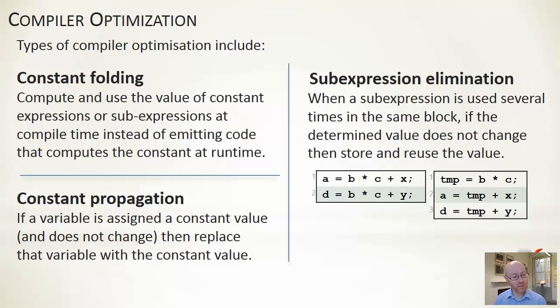Constant propagation then: if a variable is assigned a constant value and doesn't change, then replace that variable with the constant value. So in this case here, let's say I have a constant, maximum number of, I don't know, people is equal to 10, depending on the program. So I have a variable, and I've assigned it a value that never changes, will always have a value of, in this case, say 10.